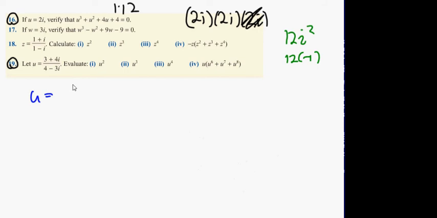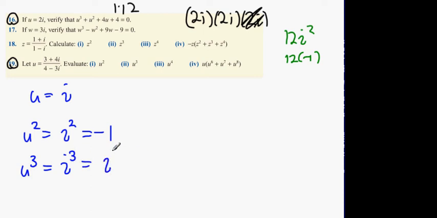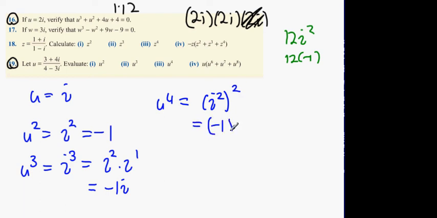Now, because u equals i, u squared therefore is i squared, and i squared in turn is minus 1. u to the power 3 is therefore i to the power 3. i to the power 3 equals i squared by i to the power 1. And what's i squared? Minus 1. So minus 1 times i. Okay? And then finally u to the power 4 is i squared to the power of 2. It's going to be minus 1 squared, which is plus 1. With all this in mind, you now got to answer part 4.